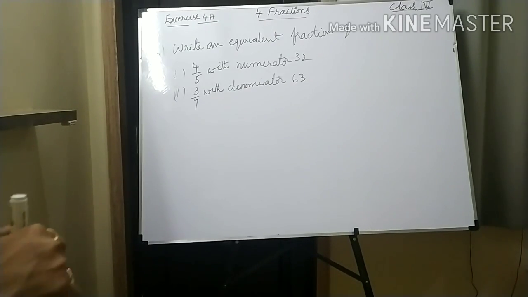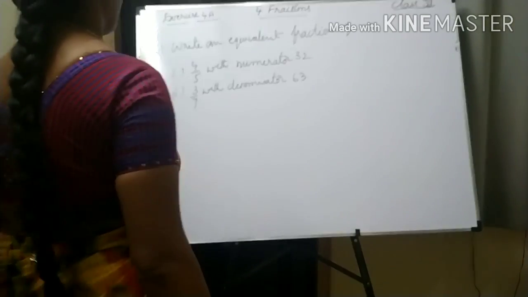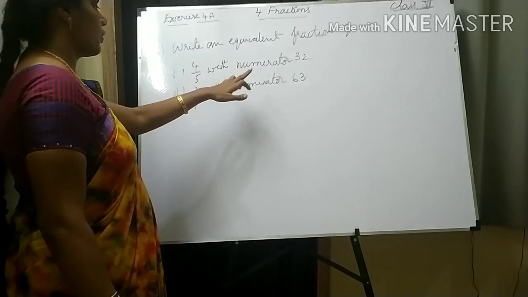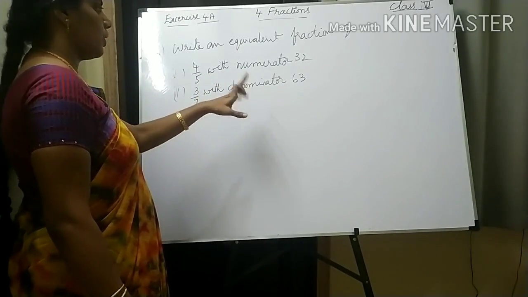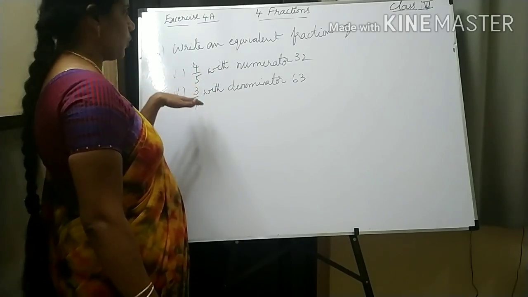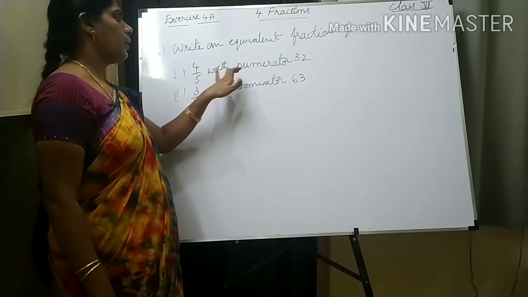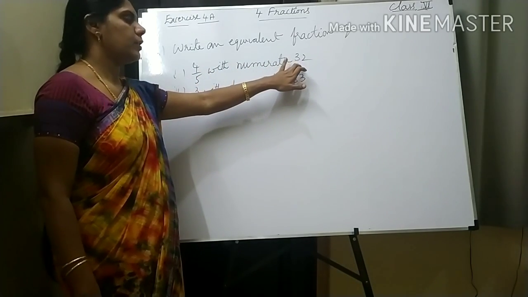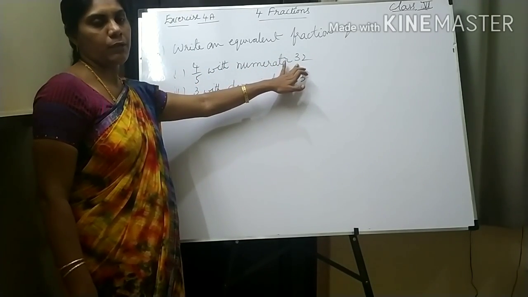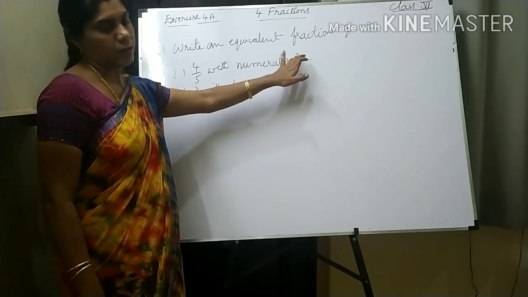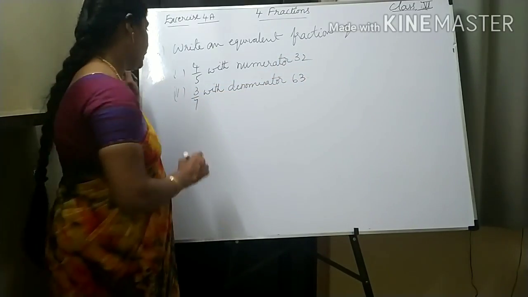Now see the next question, students. Listen here. Write an equivalent fraction of 4 by 5 with numerator 32, and 3 by 7 with denominator 63. Here we have two problems. In the first one, they have given the numerator 32, and we have to find the equivalent fraction. In the second one, the denominator they have given.